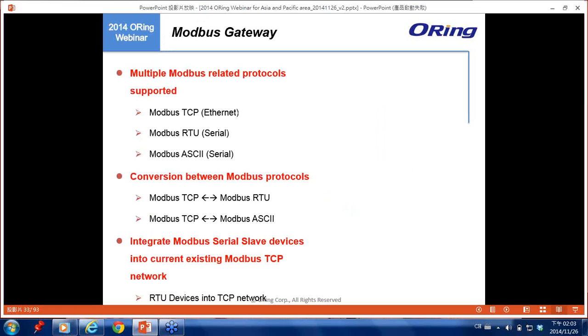For the Modbus gateway, the main function is to convert the Modbus protocols: from Modbus TCP to Modbus RTU, or Modbus TCP to Modbus ASCII, or, let's say, the Ethernet interface to the serial interface. So the Modbus gateway can convert two things. The first is the interface, and the second is the protocol.